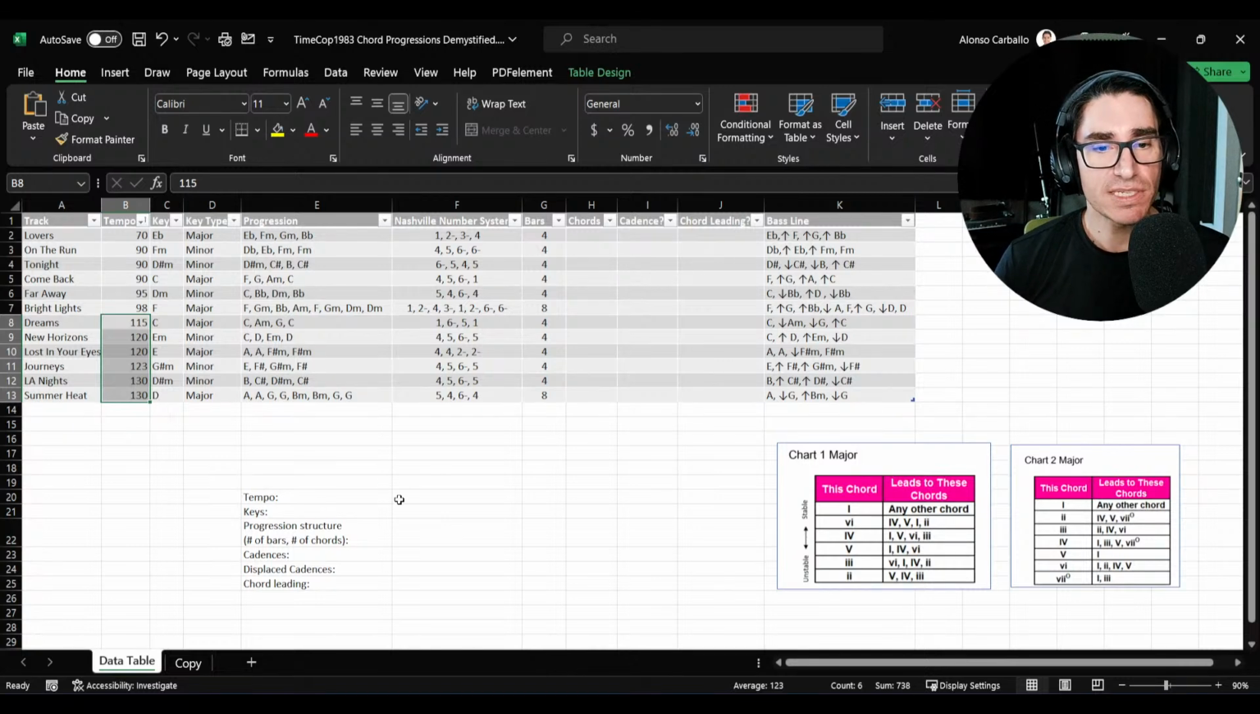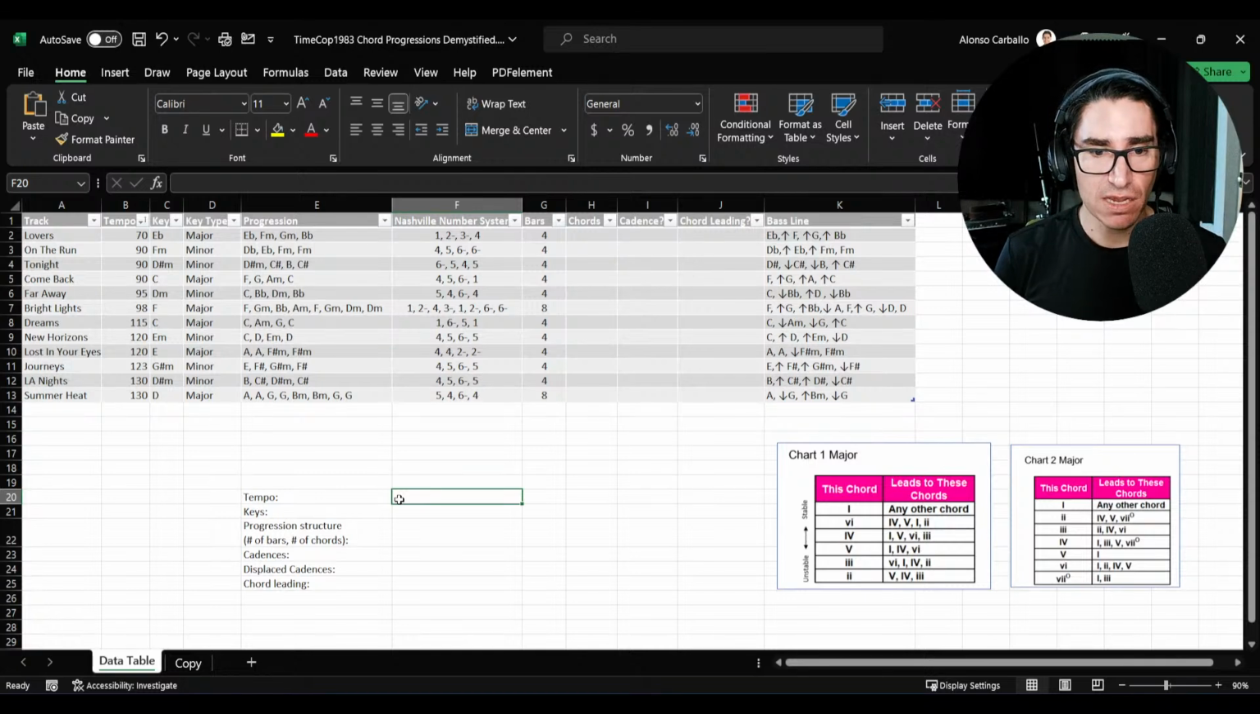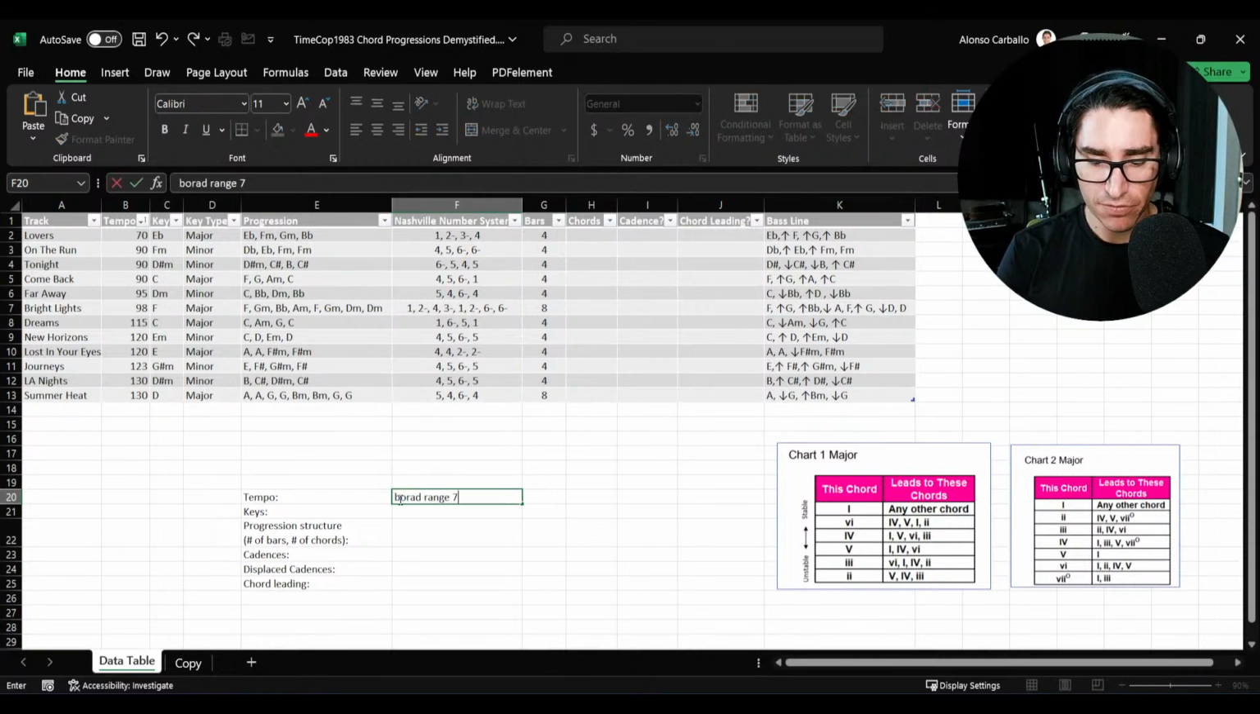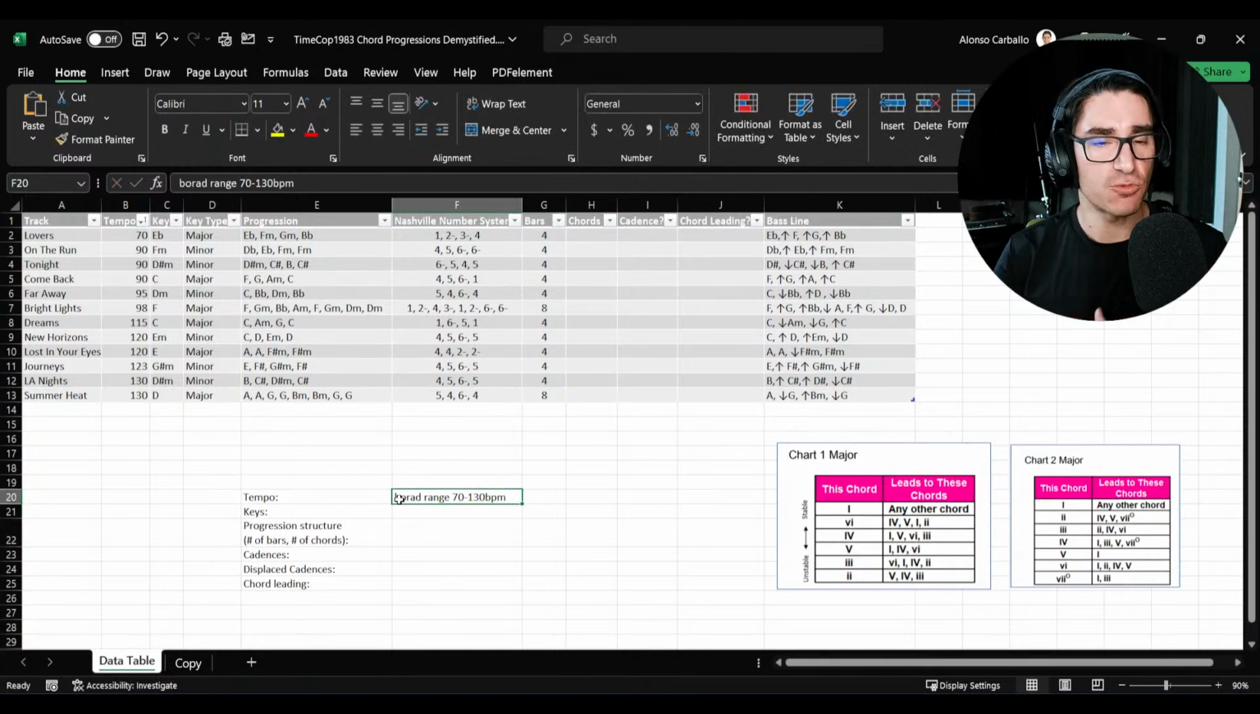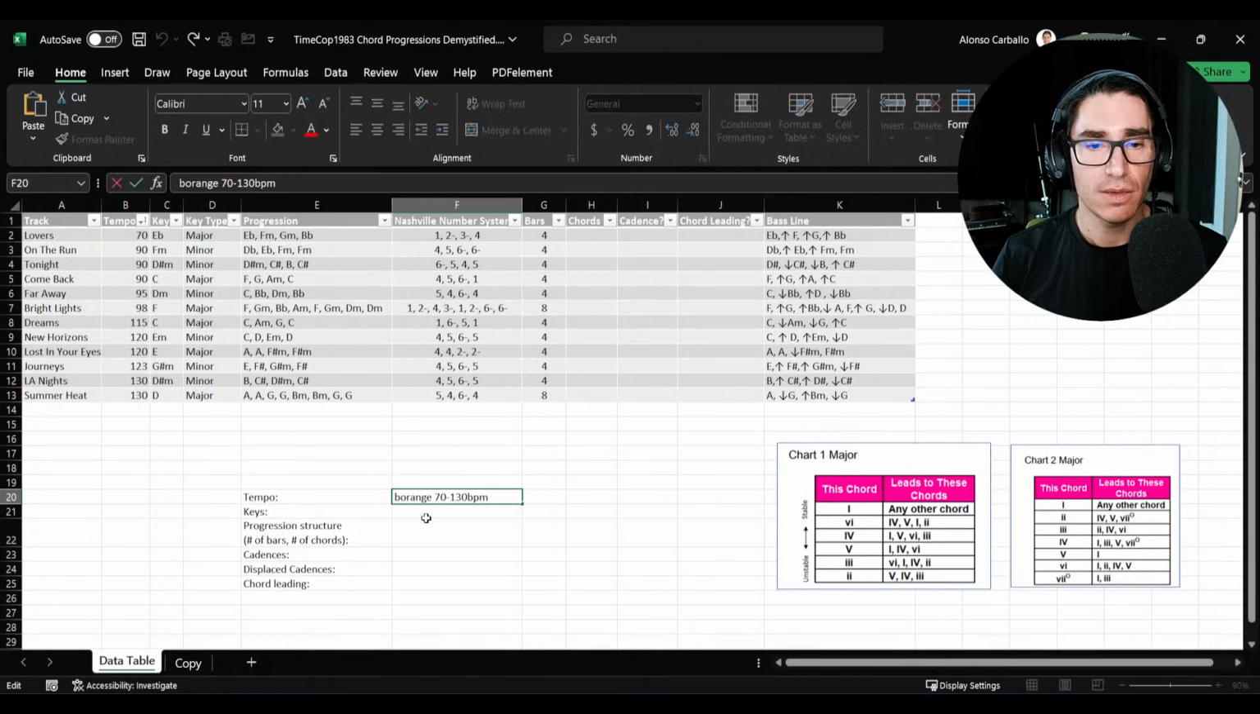So one thing we can definitely say is that, at least in the context of TimeCop1983's Synthwave, he uses, I think, a broad range of 70 BPM, which is very slow, and 130, I think that's kind of the fast-ish or fastest range you want to go into. Upwards from 130, like 140, 150, that could be too fast depending on what you're trying to do. So in any case, TimeCop works in a broad range of tempos. If I could type, that would be awesome.